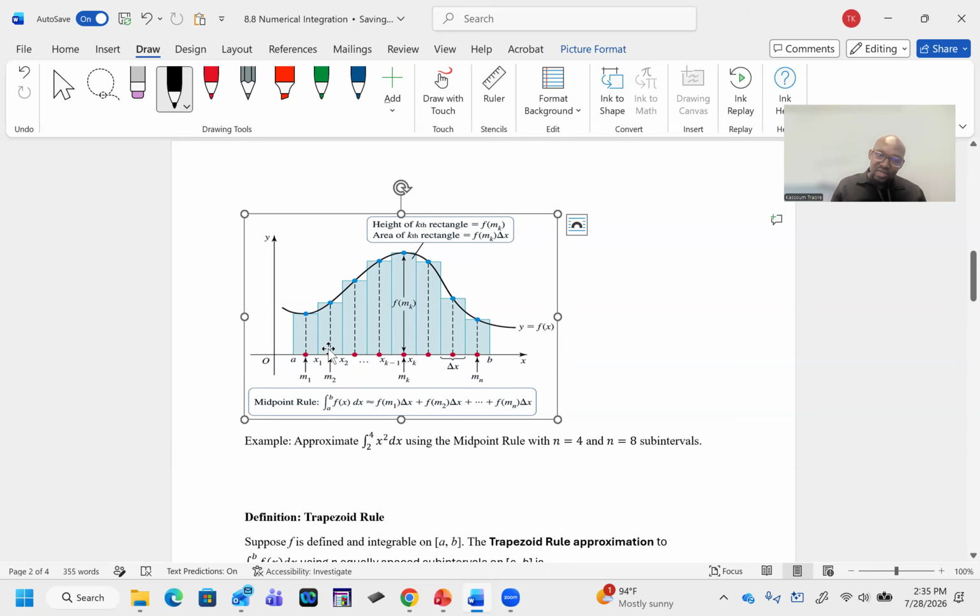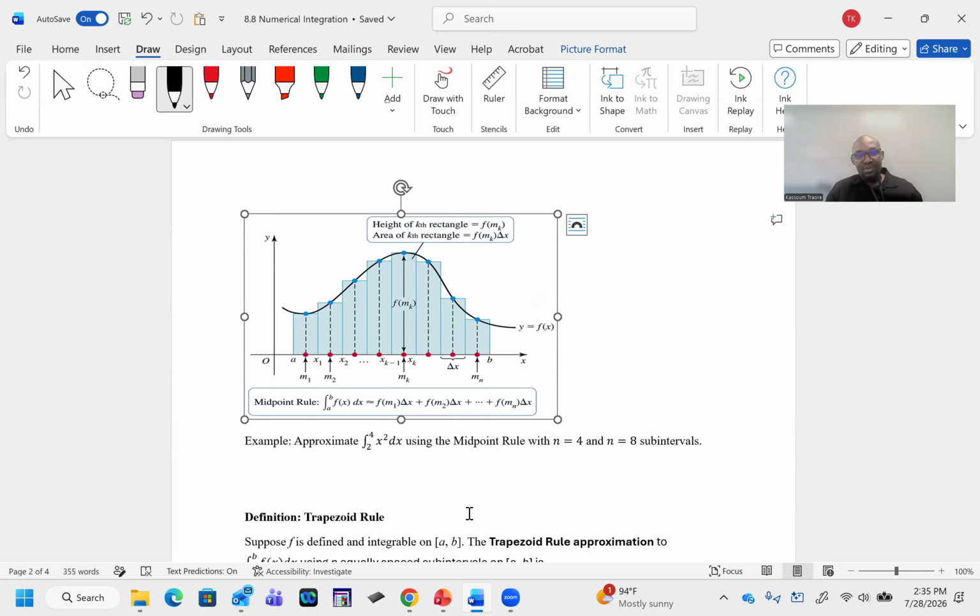So you would see all the widths are the same. The length is what changed based on the graph. That is f of m_k. You see f of m1 is different from f of m2, which is different from f of m3, and so on. But if you look, a to m1 is the same, m1 to x1 is the same, the distance.